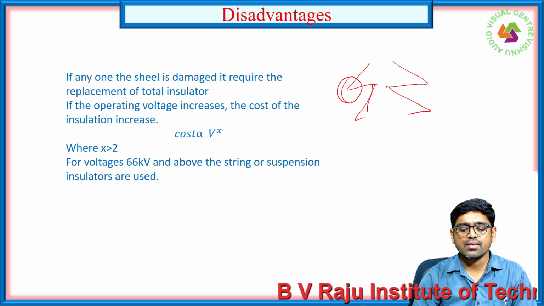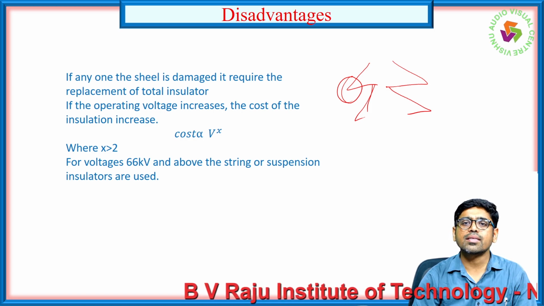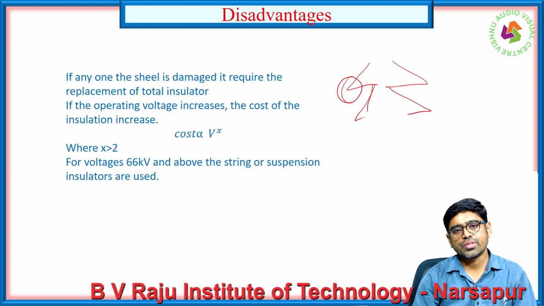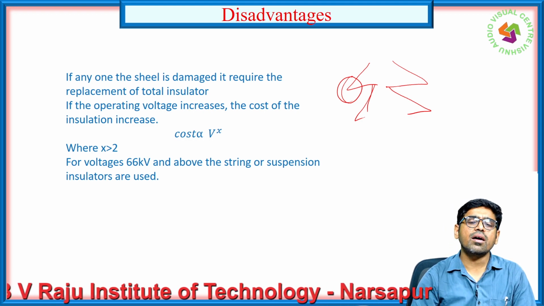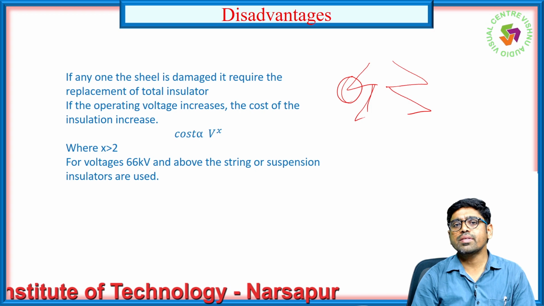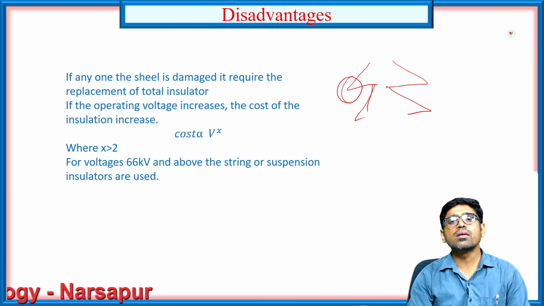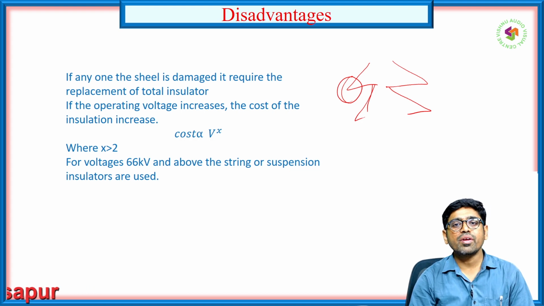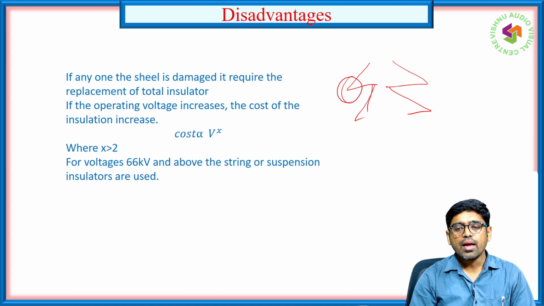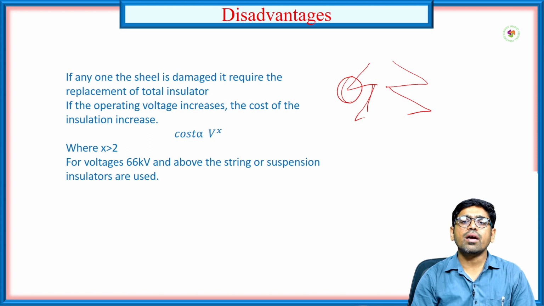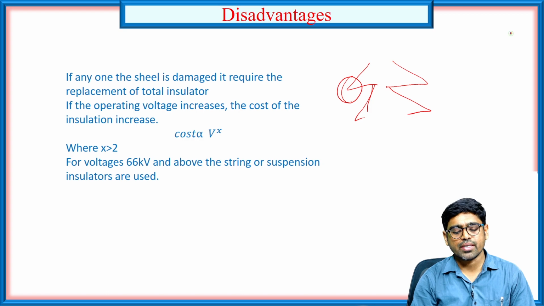For a voltage of 66 kV and above, the string or suspension insulator can be used. So till now we discussed that for systems less than 11 kV, meaning 230 volts or 450 volts, we use pin insulators, and for 33 kV or 11 kV systems we use a multi-shield insulator. And for more than 66 kV we can recommend either a string or suspension type insulator.